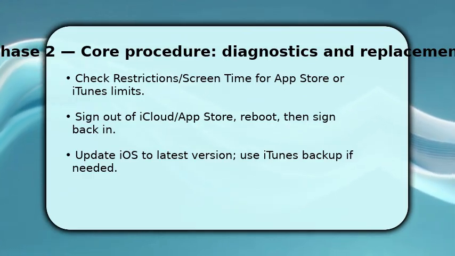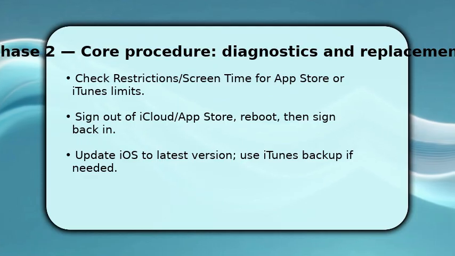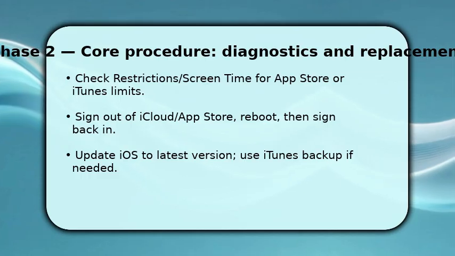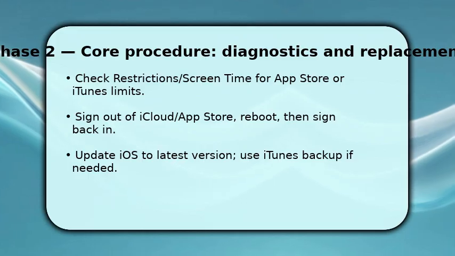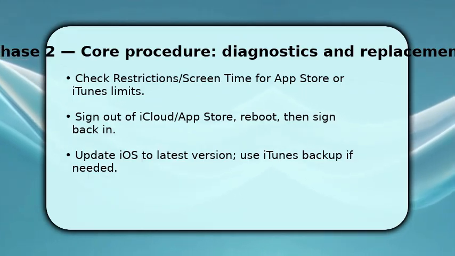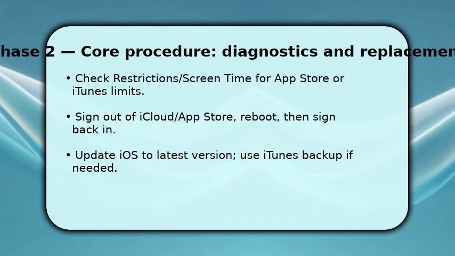If issues persist, update iOS. Updates often fix system authentication quirks, or connect to a computer and use iTunes to back up and update. These steps re-establish trust between your device and Apple servers and address corrupted local settings.